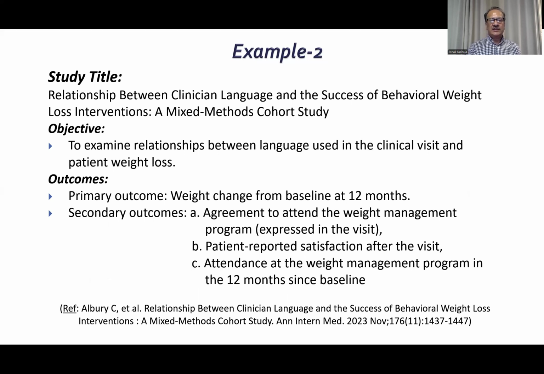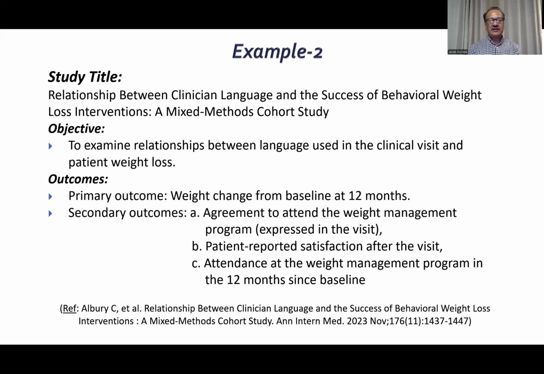In this second one, it's a mixed method cohort study to show the relationship between clinical language and success of behavioral weight loss interventions. And the overall objective is similar to the study title, whereas outcomes have been divided into two different groups. One, primary outcome, weight change from baseline at 12 months. So that's what the whole study is about, and they will be looking at the sample size also based on that primarily.